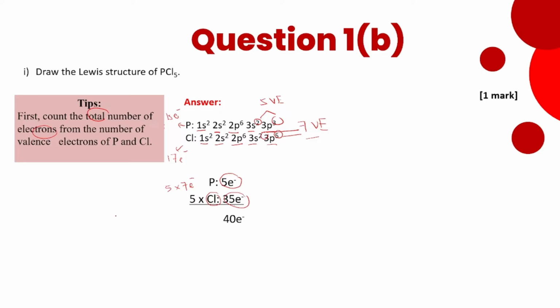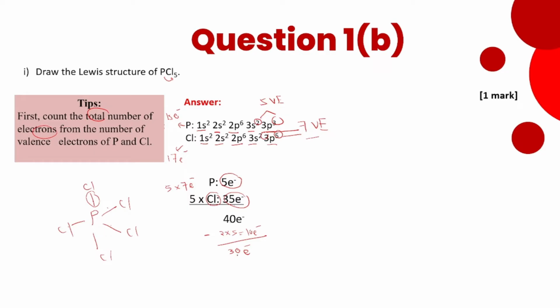Phosphorus is going to be the center, which is the more positive charge, and it has 40 electrons. Therefore, it's going to branch with 5 Cl: 1, 2, 3, 4, 5, Cl, Cl, Cl, Cl, Cl here. One bond consists of 2 electrons, so 1, 2, 3, 4, 5, minus 2 times 5, which is 10 electrons. So 40 minus 10, you will be left with 30 electrons.